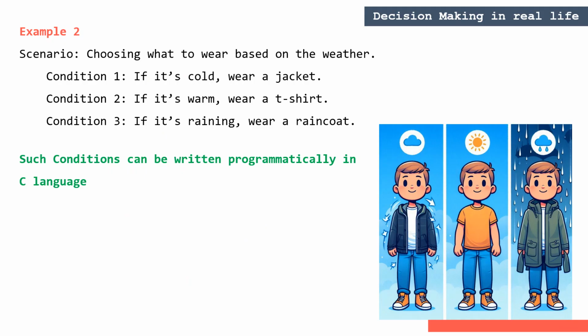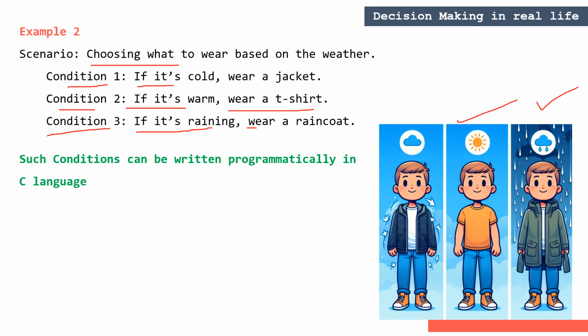Let us see one more example. The scenario is choosing what to wear based on the weather condition. So what is condition 1? Condition 1 is, if it is cold, then wear a jacket. Condition 2 is, if it is warm, wear a t-shirt. And condition 3, if it is raining, wear a raincoat. So you have come across 3 different conditions.